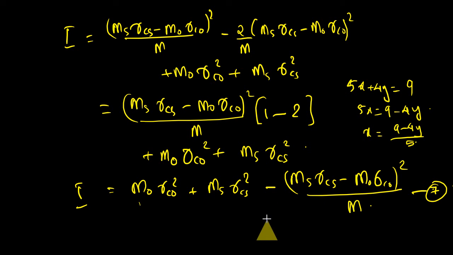So we have such an equation here, and in this equation there are two unknowns, R_CO and R_CS. Therefore, we cannot determine the absolute values of R_CO or R_CS from this equation. So what can we do? From spectroscopy, we will get only this I value.